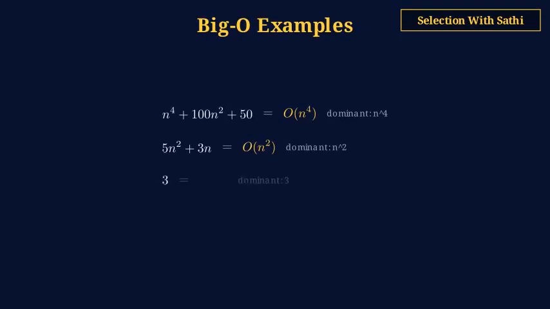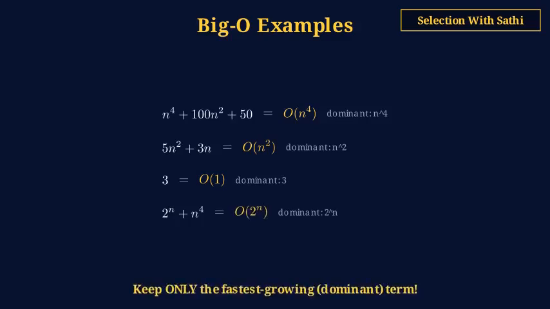First, f of n equals n to the fourth plus 100n squared plus 50. This is big O of n to the fourth. We can pick c equals 2 and n0 equals 11. For large n, the n to the fourth term dominates everything else. Second, 5n squared plus 3n plus 20 is big O of n squared. Pick c equals 6, n0 equals 4.